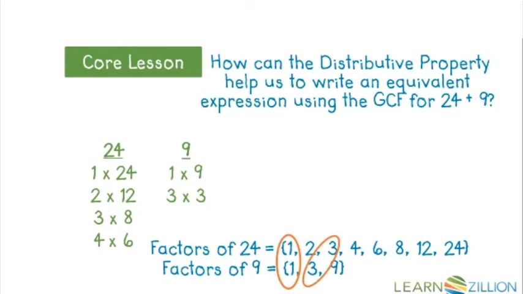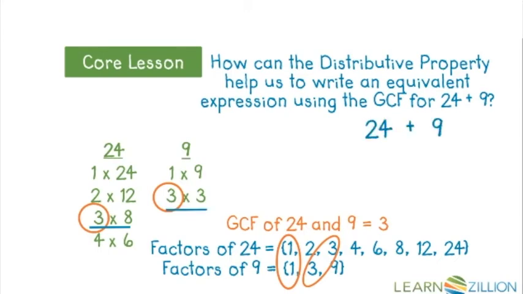The greatest common factor of 24 and 9 is 3. So I know that when I use this expression, I'm going to be able to use 3 times 8 in place of 24 and 3 times 3 in place of 9. So when I substitute those in and put in my parentheses, I can see that both of these share a 3.